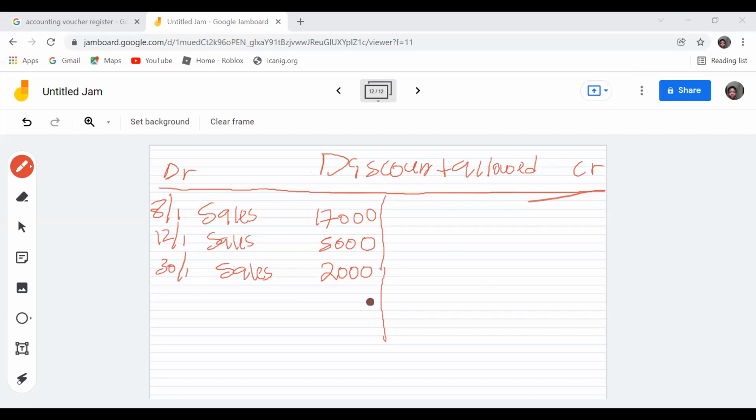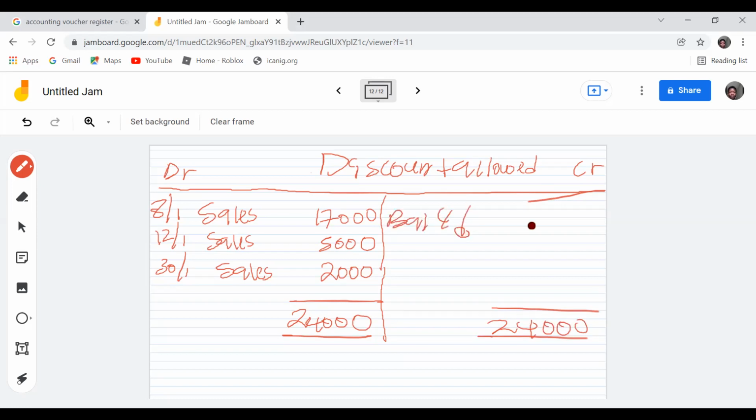So that will be 24,000. Balance CD is 24,000. Then you also bring it down as balance brought down of 24,000 naira.